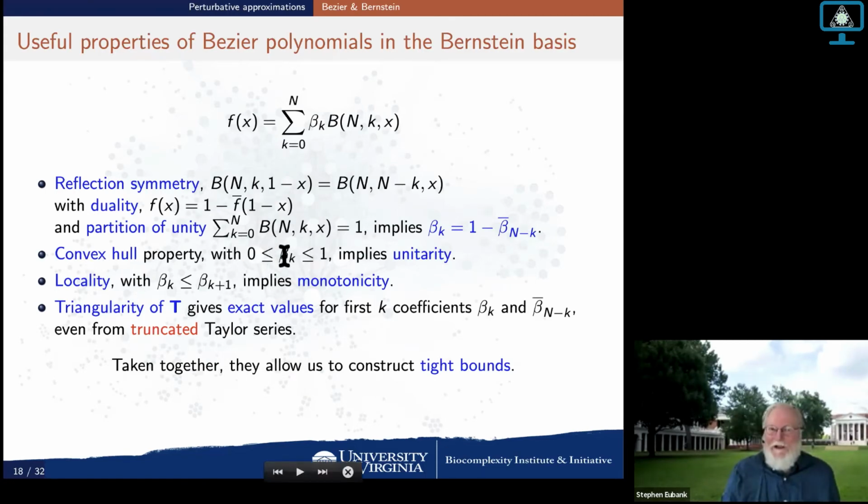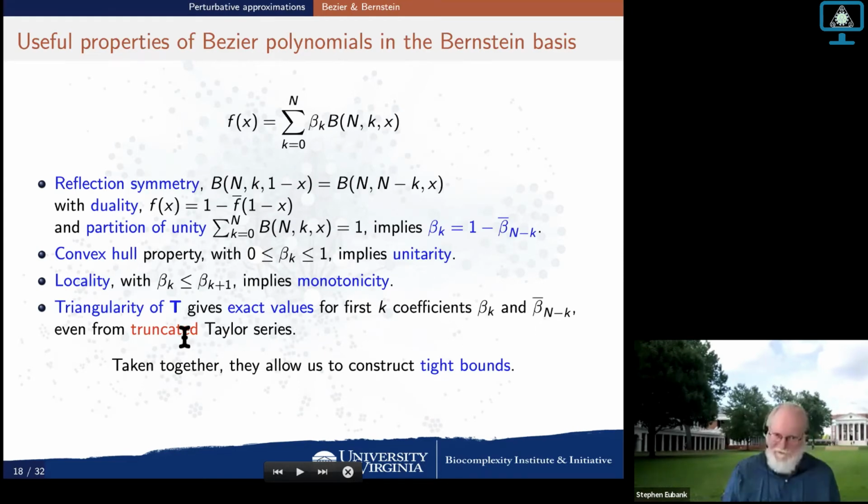The convex hull property allows you to get unitarity in the function that you construct simply by making sure that all your coefficients are in the interval 0 to 1. Similarly, the locality property lets you enforce monotonicity by ensuring that all your coefficients are monotonic. And finally, the triangularity of that transformation says that if I've got exact values for the first few Taylor coefficients, then I'll get exact values for the first few Bernstein coefficients at each end.